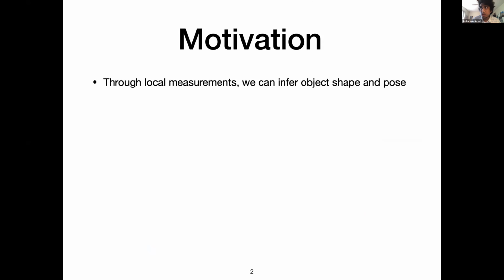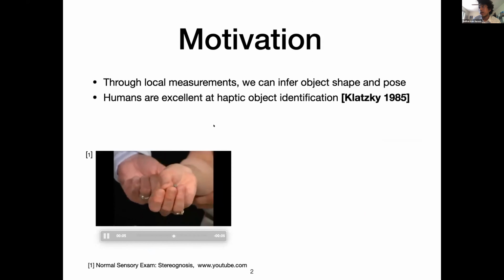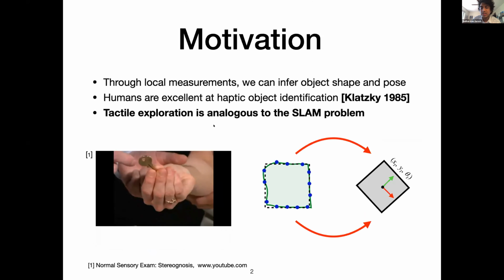As a high-level motivation, tactile measurements give us a good understanding of shape and pose of unknown objects. Humans are excellent at haptic identification, and studies show that they can identify 96% of classes of objects when blindfolded, and global shape is cited to be a key factor for this. One key insight is that tactile exploration is analogous to the SLAM problem, in that it's intrusive in nature and a chicken or egg kind of problem where a good object model is needed for pose estimation, but good pose estimates are needed to improve the model with the sparse measurements that we have. So you need one for the other.